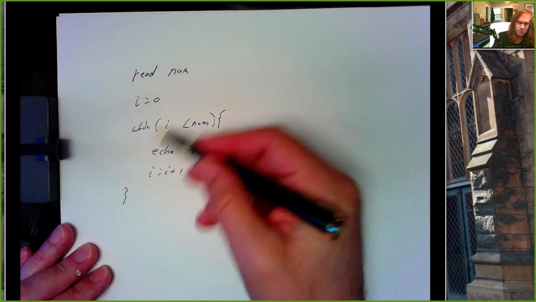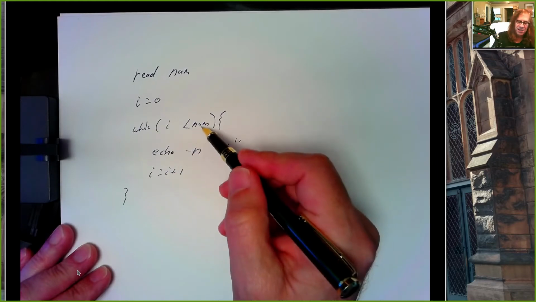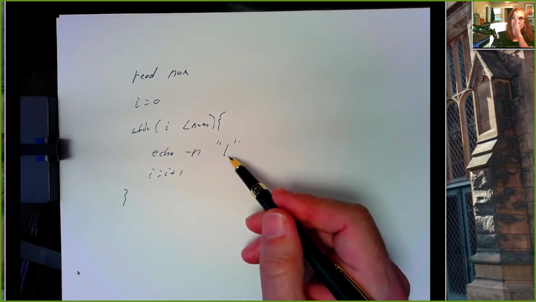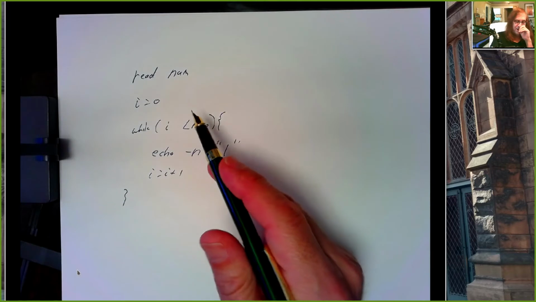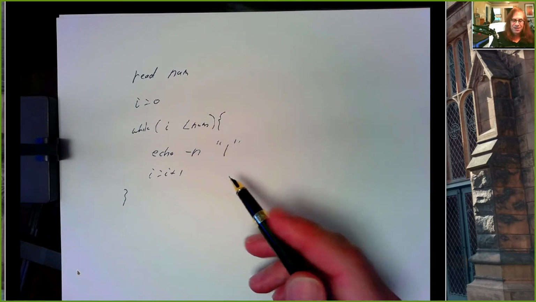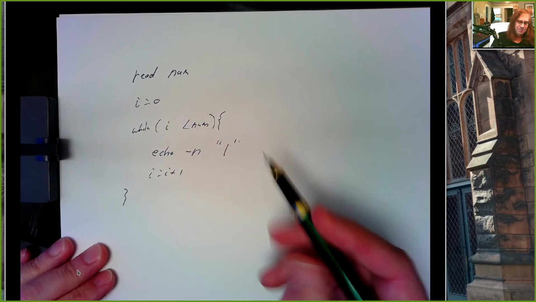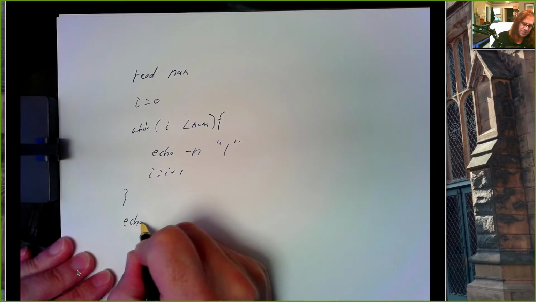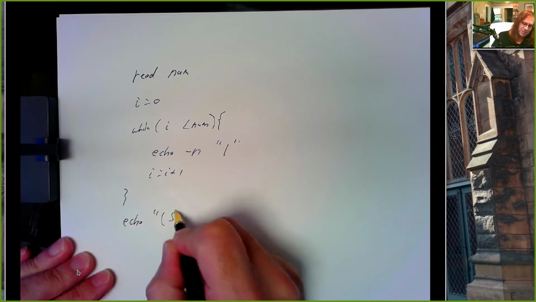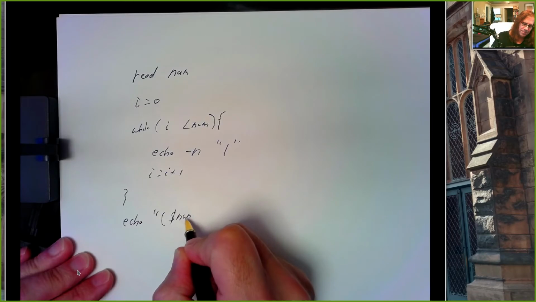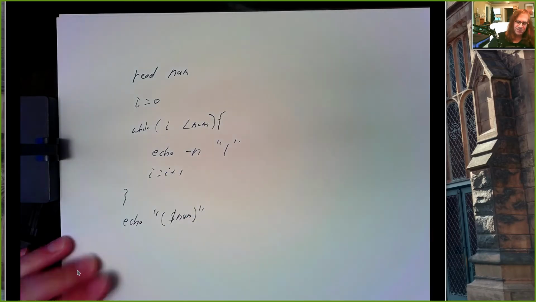So this will basically loop num times, and each time through the loop it will print out another pipe. So if num is 5, this will print out 5 side-by-side pipes, and then echo parentheses, dollar sign num, close parentheses, and you're done.